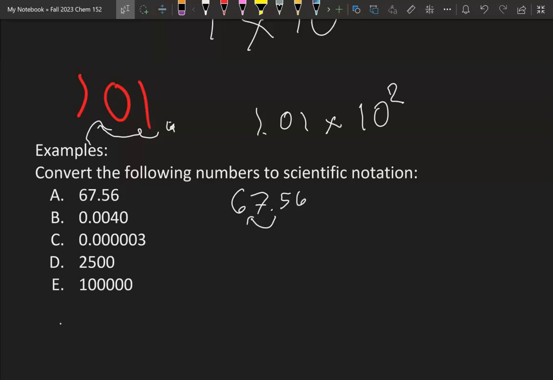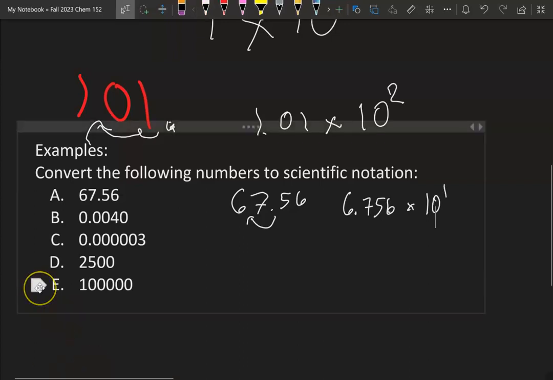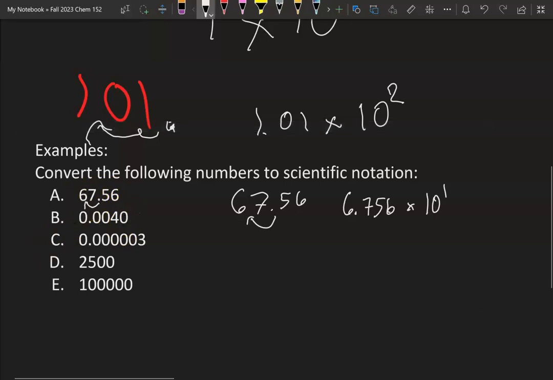So this one's going to move to the left to make 6.756, and we moved it 1 time to the left, so it's 10 to the first power. All right. So again, in every case, you're moving it to the right of the first whole number, and that's what we did here. So part B here, you're going to go to the right of the number 4 here. So you're going to have 4.0 times 10 to the negative 3, because there's 3 jumps there. All right. Part C here, you'll have 1, 2, 3, 4, 5, 6. So this is 3 times 10 to the negative 6.